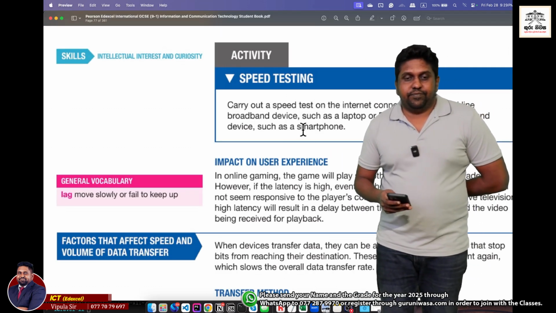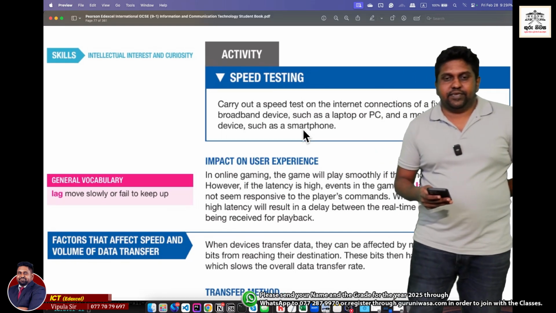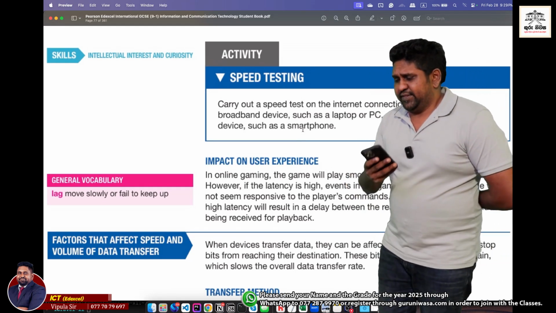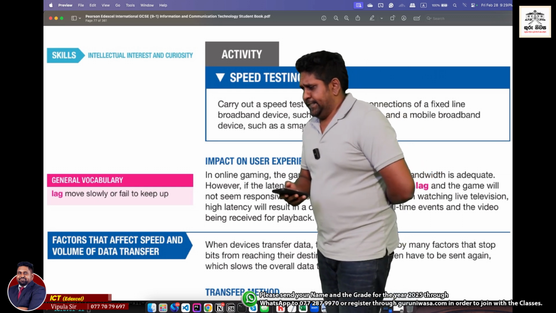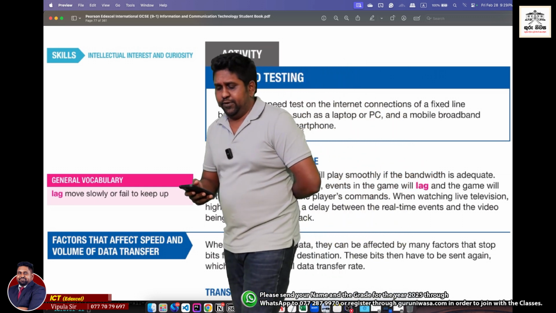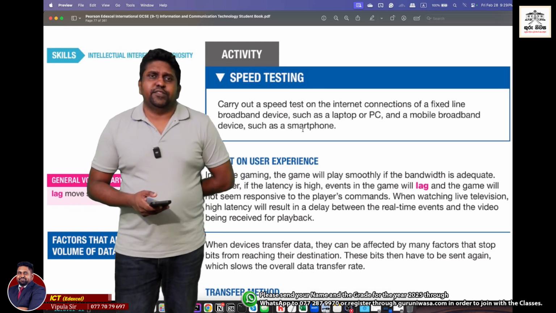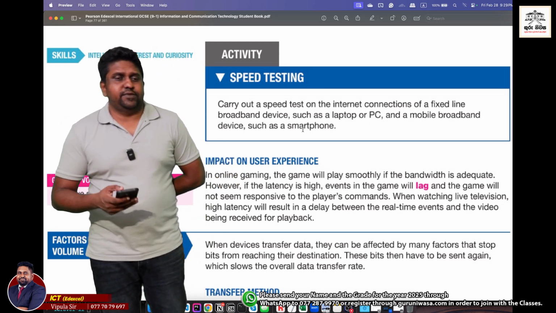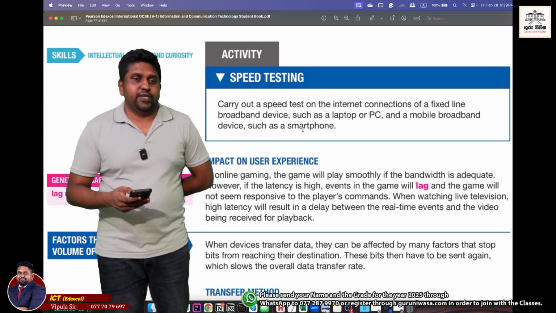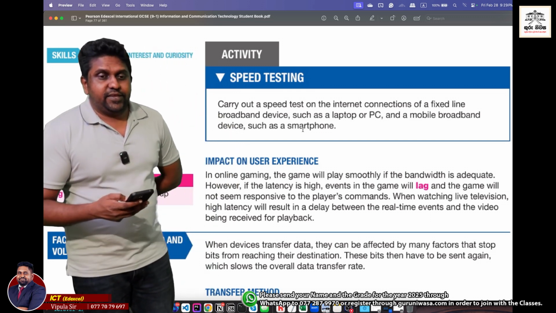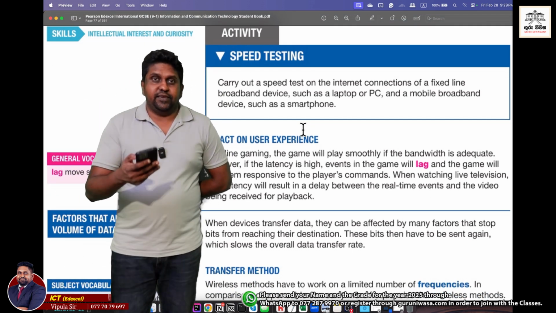So mainly you can use this one. Otherwise there are a couple of different tests as well. Google is recommending to use this test from Ookla, which is known as Speedtest. So you can use either one to check and see how it works.